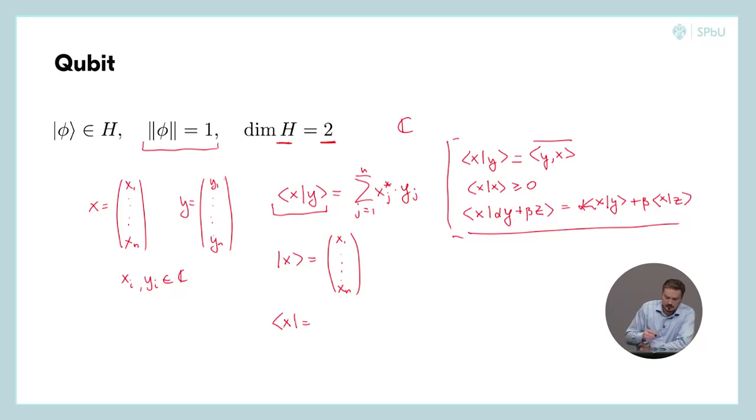Let's take it for x again. This is a transposed column, so it is a row of conjugated coordinates.